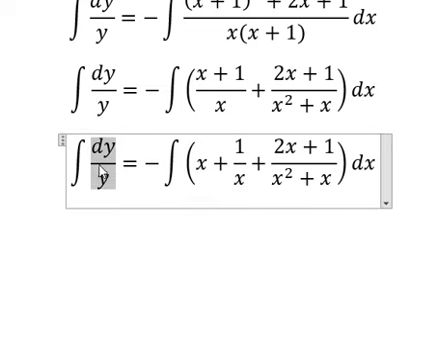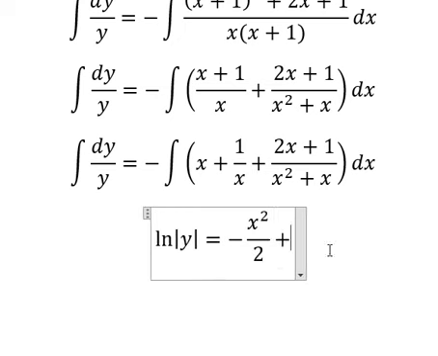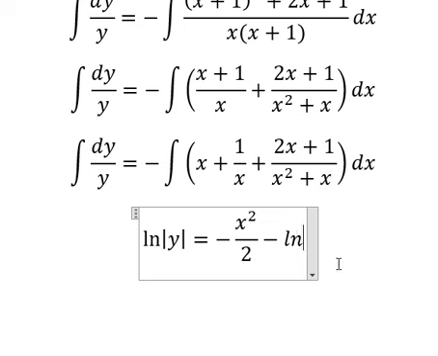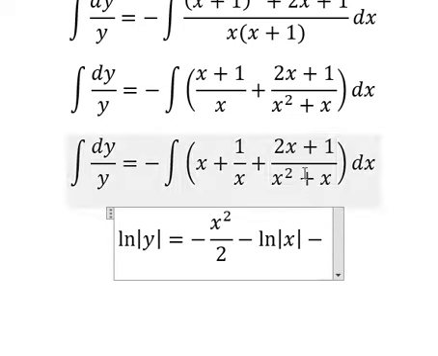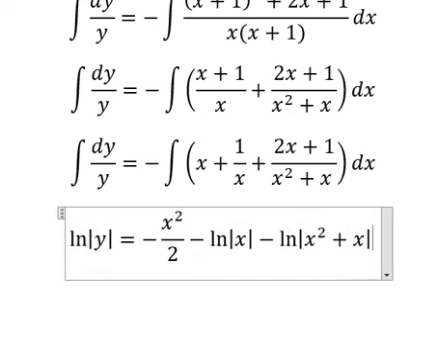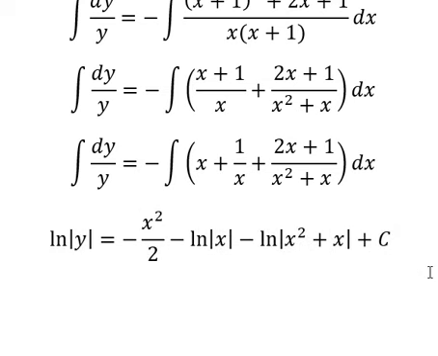The integration of this one, we have ln of the absolute value of y. The integration of x, we have x squared over 2. This one, we have ln of the absolute value of x. The integration of this one, we have ln of the absolute value of x squared plus x, and I will put c. And this is the final answer.